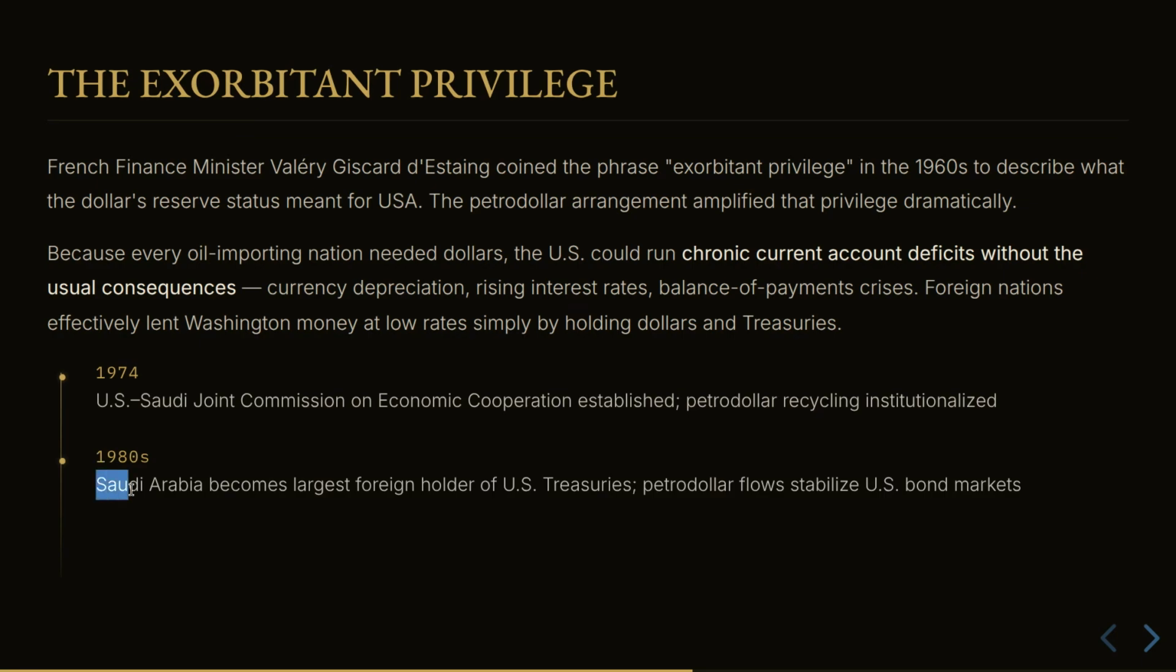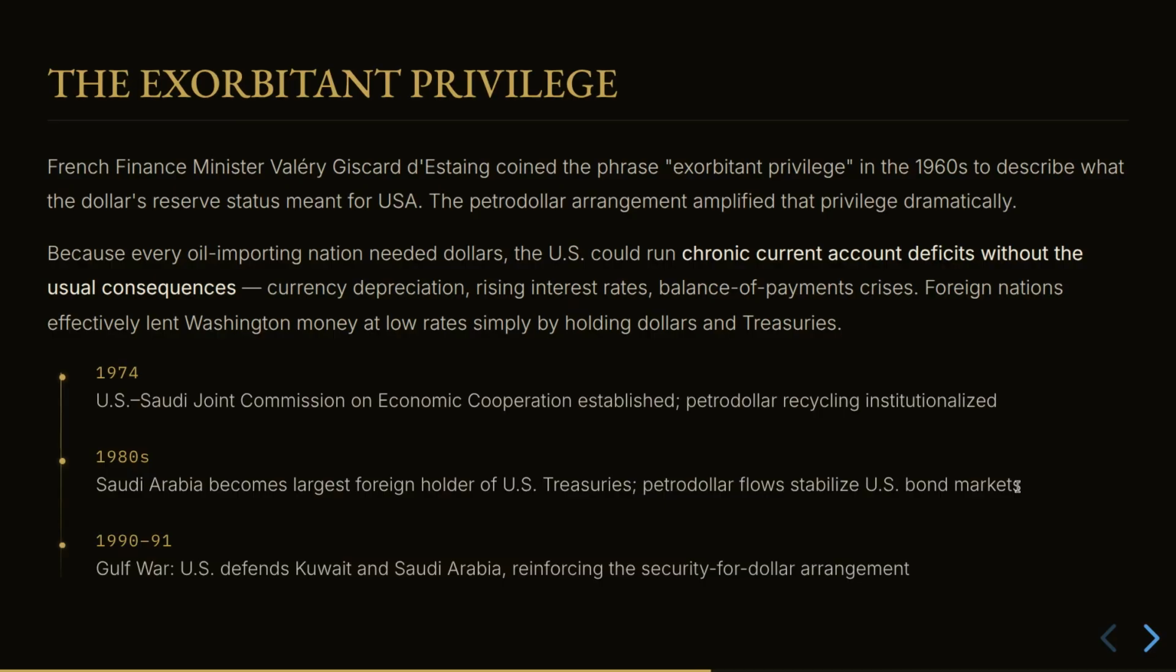1980s, Saudi Arabia becomes the largest foreign holder of US treasuries. Petrodollar flow stabilizes US bond markets. From 1990 to 1991, the Gulf War: the US defends Kuwait and Saudi Arabia, reinforcing the security-for-dollar arrangement.